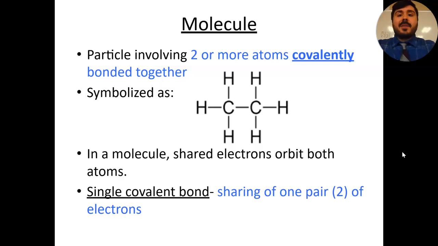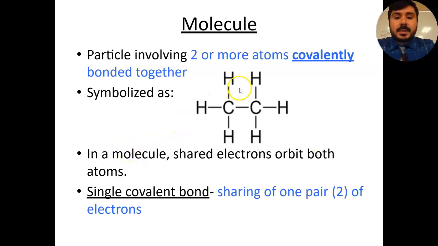Now, continuing this idea of a molecule versus a compound, okay? Particles involving 2 or more atoms covalently bonded together is what a molecule is. And this whole thing right here, this little symbol with all these C's and H's and these lines, these are what covalent molecules look like. This is a very basic type of covalent molecule here. This actual molecule itself is called ethane, E-T-H-A-N-E, ethane. In a molecule, shared electrons orbit both atoms, right?